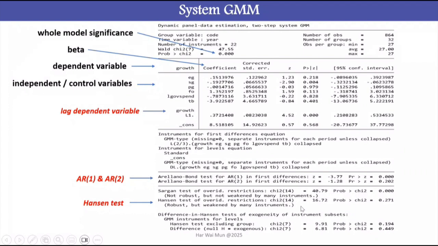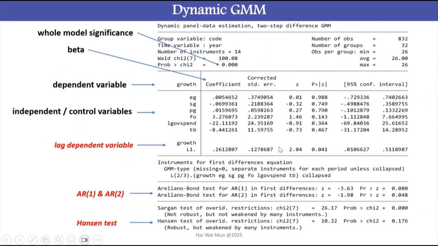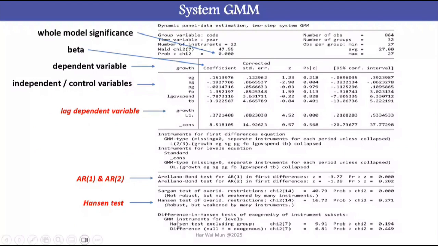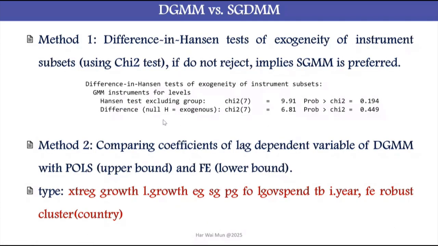Then next, you see here, for the difference GMM, usually you only have up to here. For the system GMM, you see you have this one, difference in Hansen test of exogeneity of instrument subsets. So this part actually helps you to choose between difference and system GMM. Okay? Now DGMM versus SGMM. Which one should we choose?